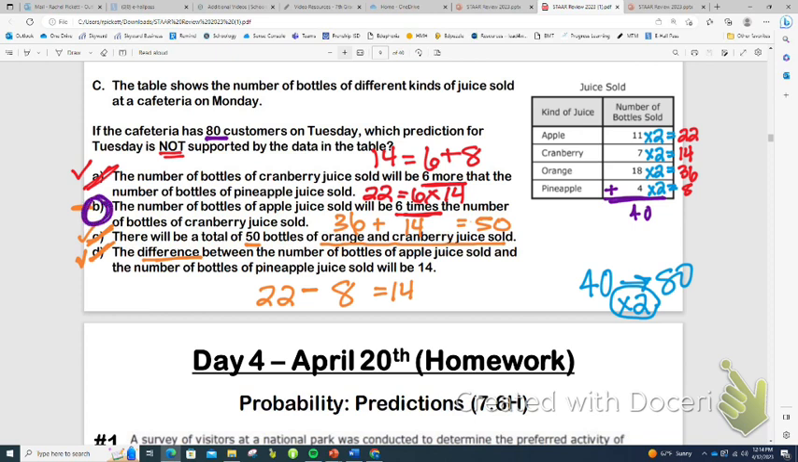So when you're solving for predictions using probability, make sure you read the question all the way through, pay attention to keywords like not, and use the numbers in the table.